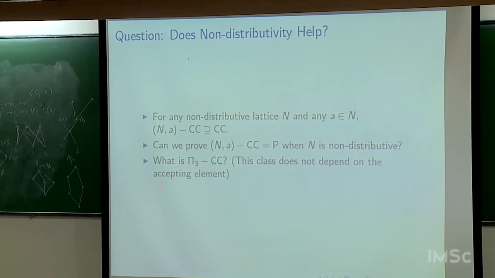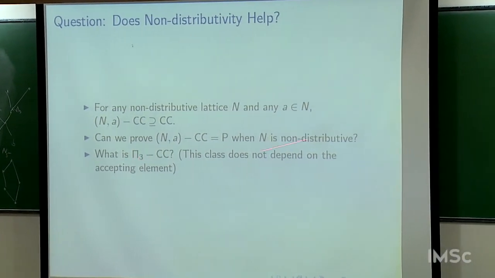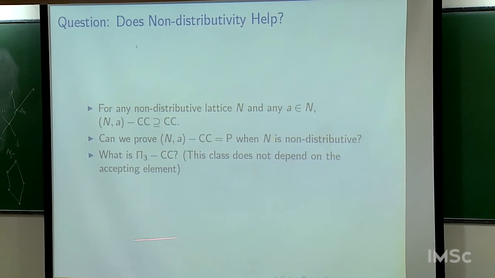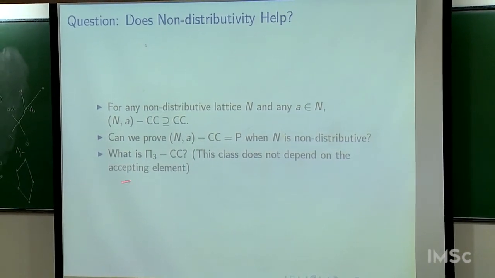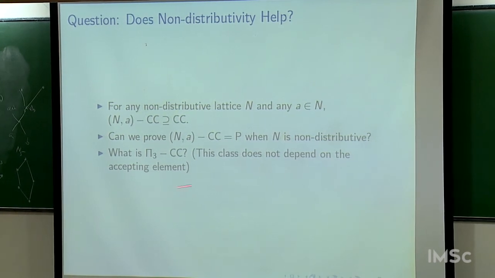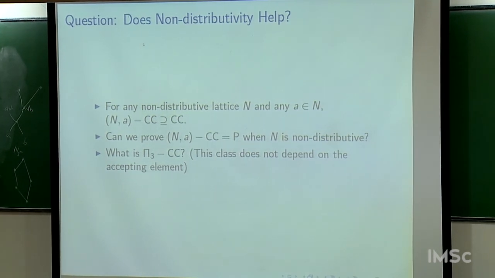Right. So that's an open question. What is pi 3 CC? Would it give P? We can show that this does not depend on the accepting element used. That is independent of the element used for accepting the set. This class remains the same, but we don't know what this is. It's a superset of CC and a subset of P. That's all. So if you knew what pi 3 CC was, that would classify all lattices, all comparator circuits.